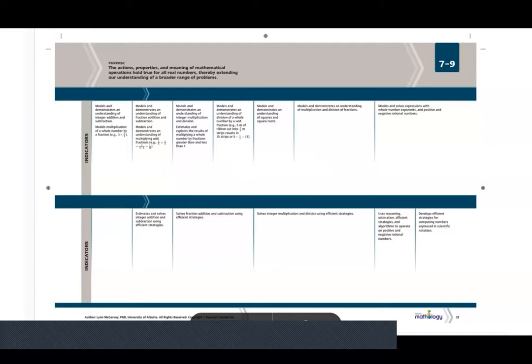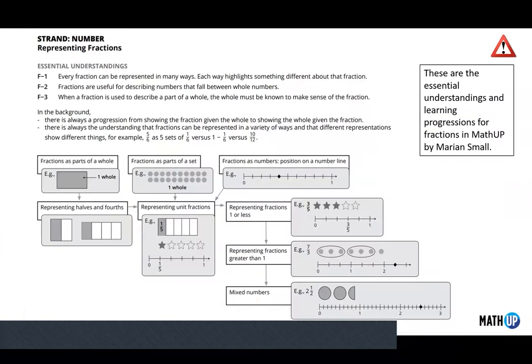So that's, and there's one, they go along for every single strand, and they follow the new program of studies, or the new curriculum, I should say, very nicely. Then we've got Dr. Marion Smalls from MathUp. Hers are as well. Hers are a little bit more visual.